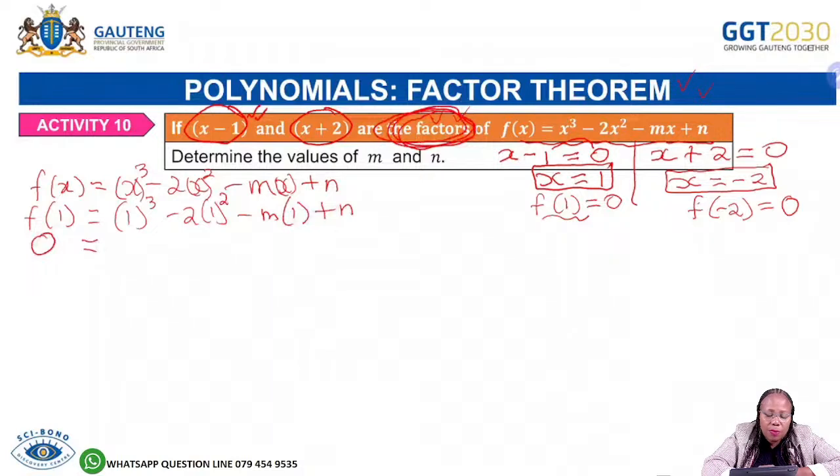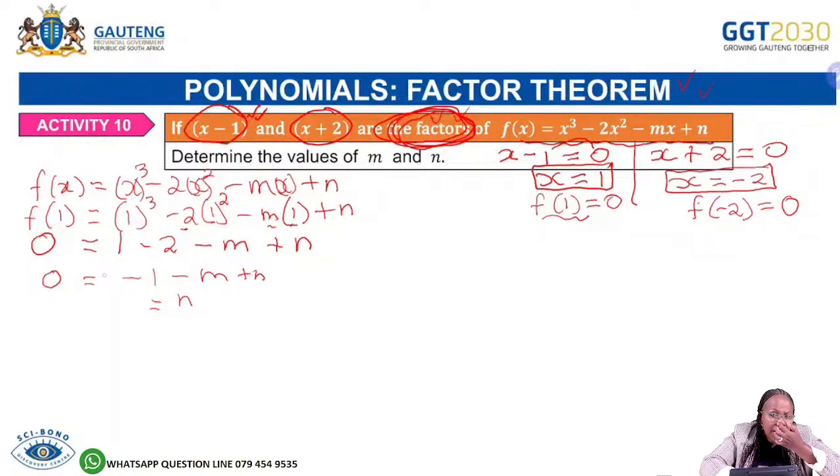So now this will be 1 cubed is 1. 1 squared is 1 times minus 2. It will be minus 2. Minus m times 1, minus m. And then we have a plus n there. Equals to 0. 1 minus 2 minus 1, minus m plus n. And then we make n subject of the formula. We take minus 1 minus m to the left. It will be positive 1 plus m. So that is our first equation there.